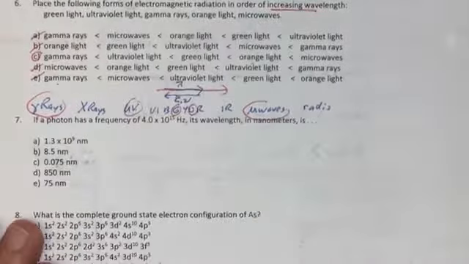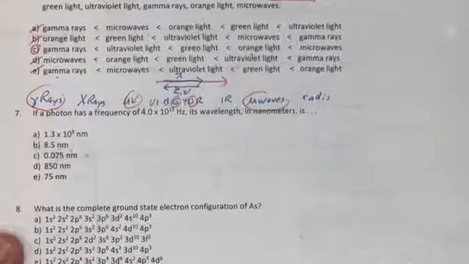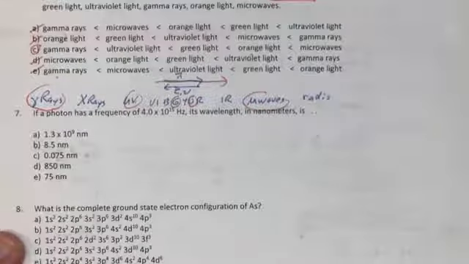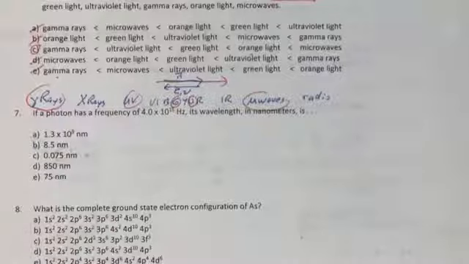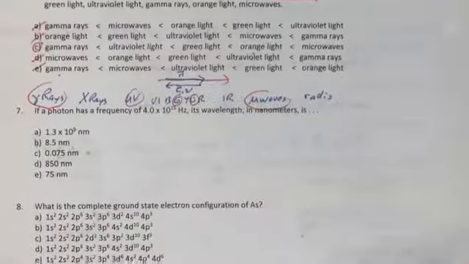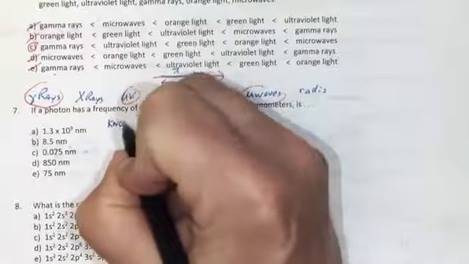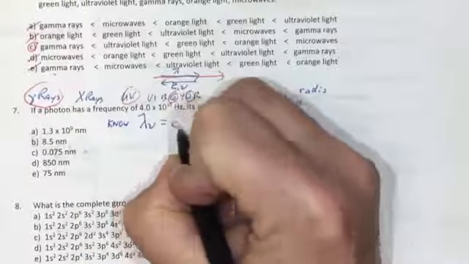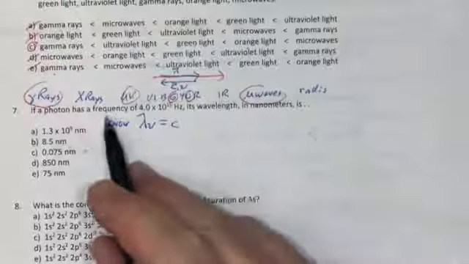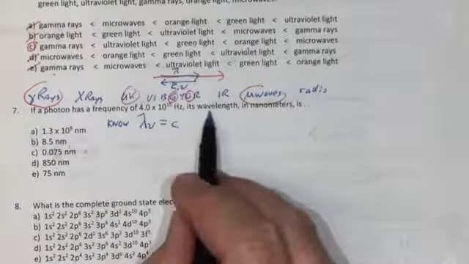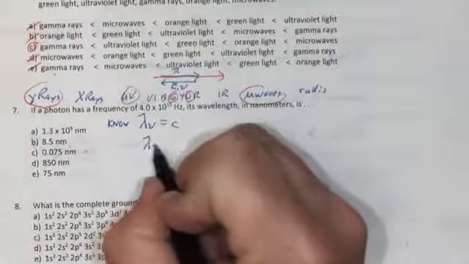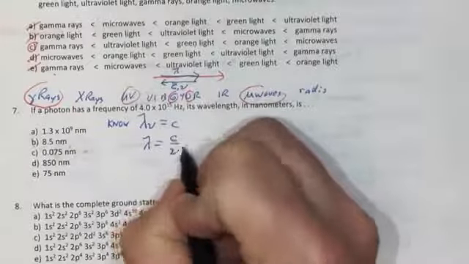Okay. The next question, number 7. If a photon has a frequency of 4.0 times 10 to the power of 15 hertz, its wavelength in nanometers is, well, here again we're going to use this equation. You need to know this equation, that lambda nu equals c, the speed of light. And I know the frequency. Nu is the frequency. I want to know its wavelength, so I'm going to rearrange this for wavelength. Wavelength is equal to c over the frequency.